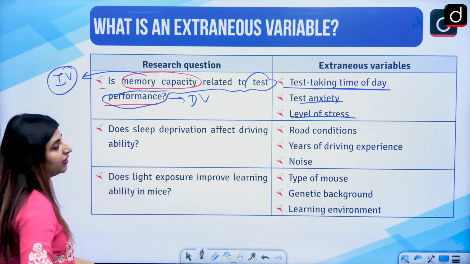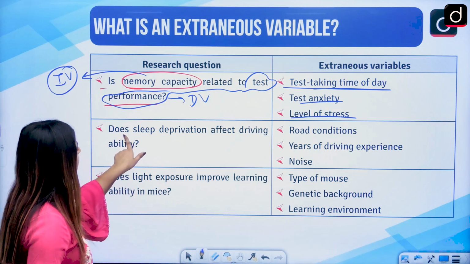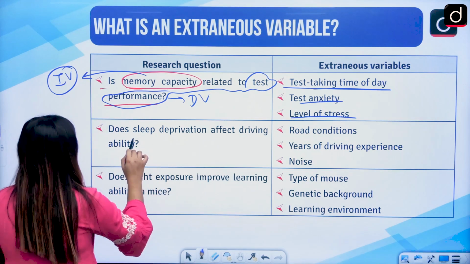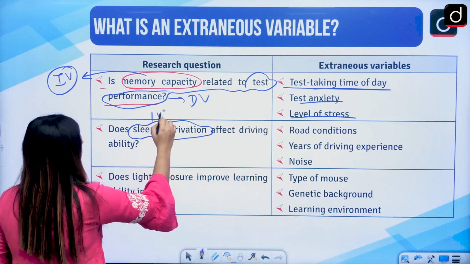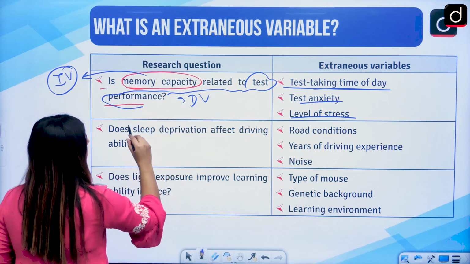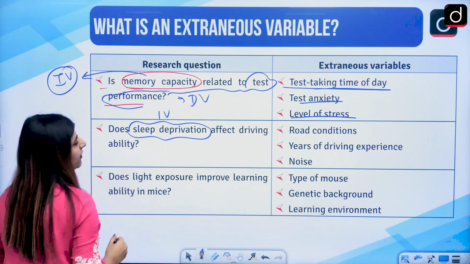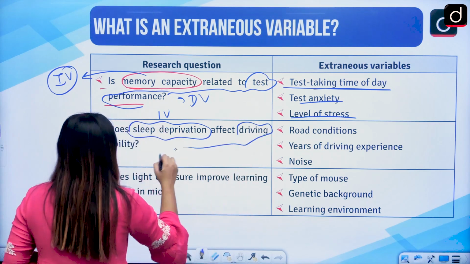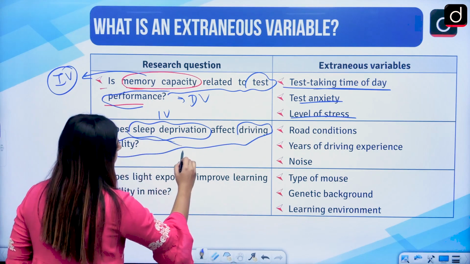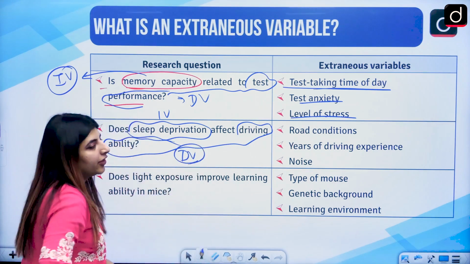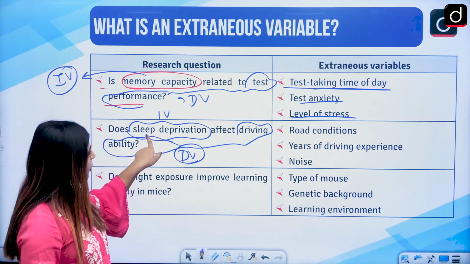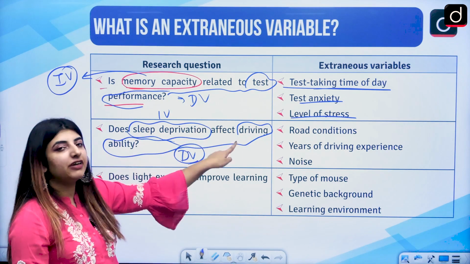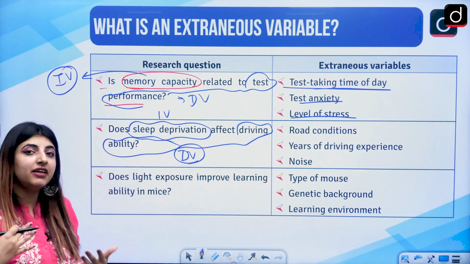Correct? Next example: does sleep deprivation affect driving ability? So of course, here sleep deprivation is the independent variable, it is the cause. We are going to see how it is affecting the driving ability. So that is the dependent variable. I just wanted to see how, if a person has slept for fewer hours, that is affecting the driving ability. But there might be other reasons as well.